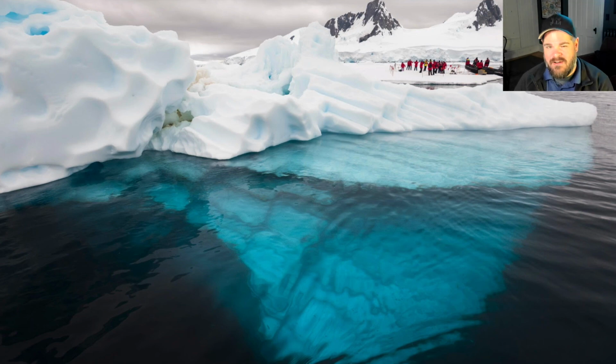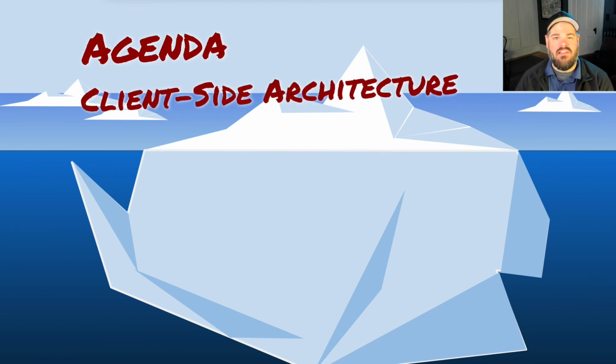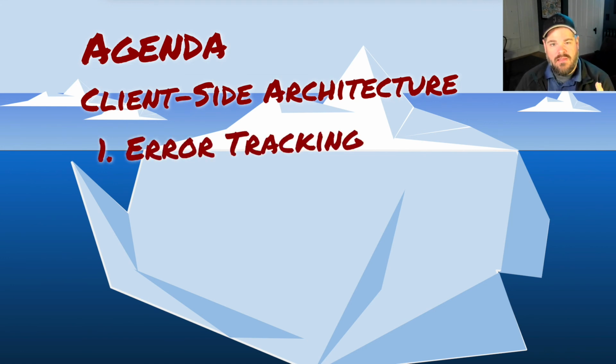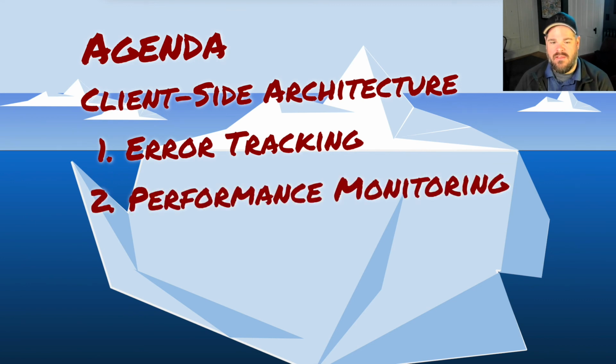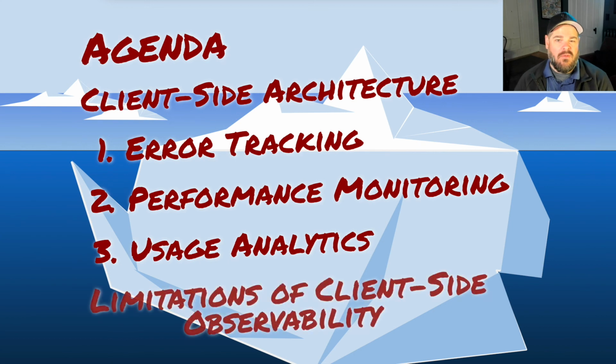So based on that argument, here's what we're going to talk about today. We're going to talk a bit about the general architecture of a client-side application and how they're likely to break. Then we're going to talk about the 3 techniques to better instrument our client side for failures: error tracking, performance monitoring, and usage analytics. Finally, we're going to look at what are the limitations of all of this. What are the limitations of client-side instrumentation for your application? Sound good? Let's get going.